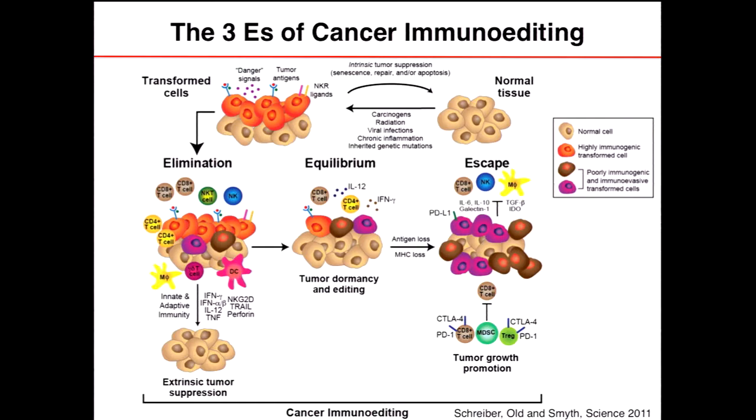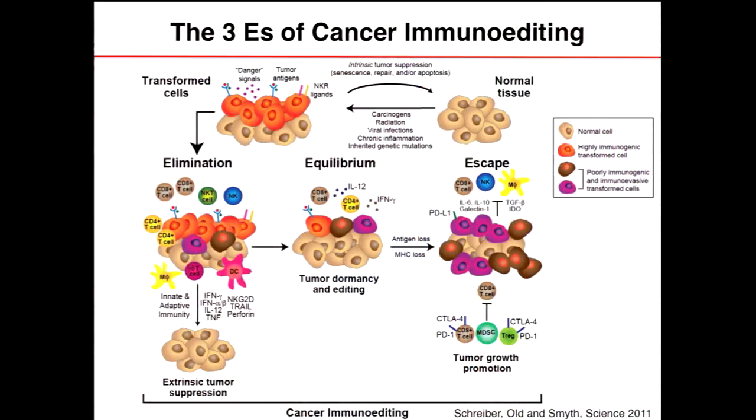The first is elimination. This you'll recognize as a modernization of the older concept of cancer immunosurveillance, but now taking into account that both innate and adaptive immunity need to work together in order to recognize a developing tumor and destroy it long before it becomes clinically apparent.